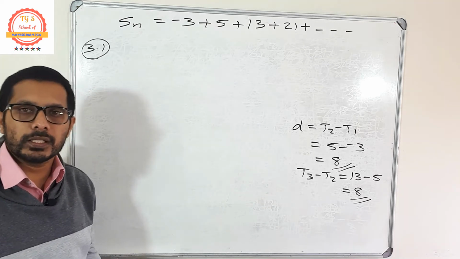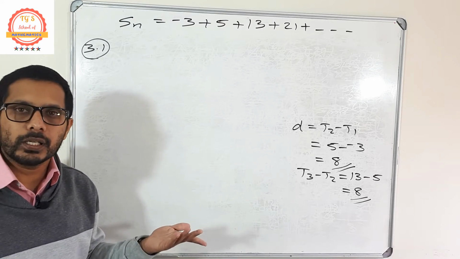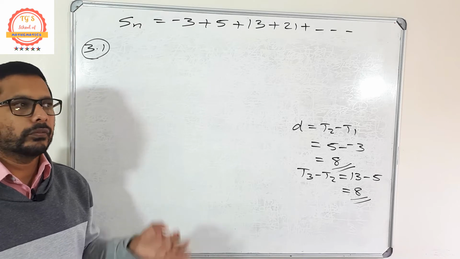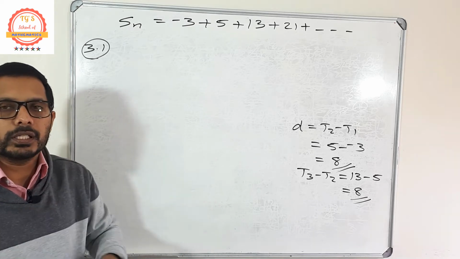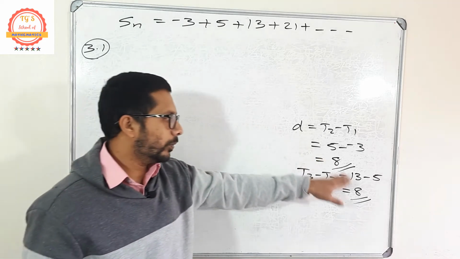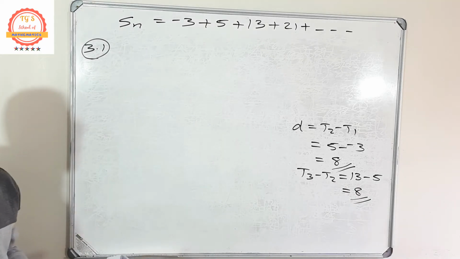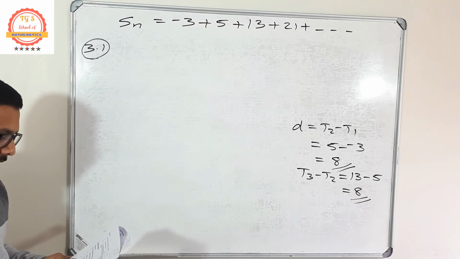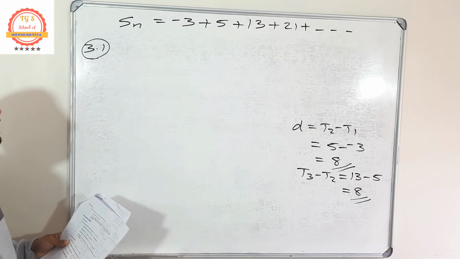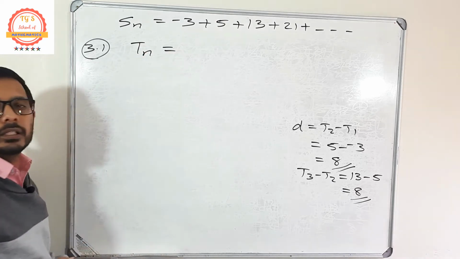So which type of sequence is this? Arithmetic sequence. When there is a common difference, it's arithmetic. When there is a common ratio, it's geometric. When the second differences are the same, then it is quadratic. Here the first differences are the same, so it is an arithmetic sequence. Now, what is the question? Determine the general term of this series. So, what is the formula to find the general term of an arithmetic sequence? Tn.